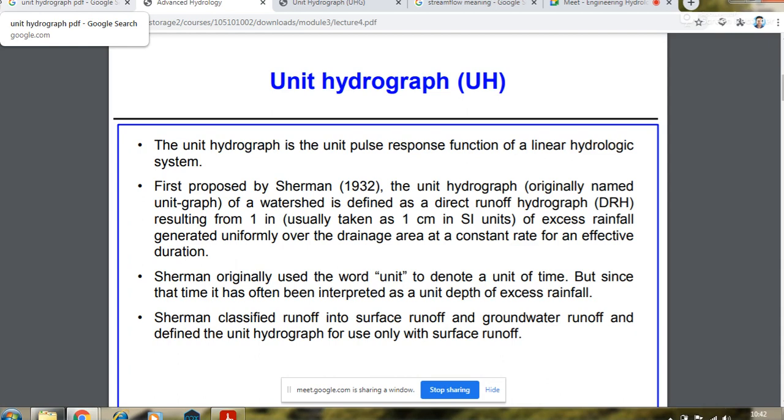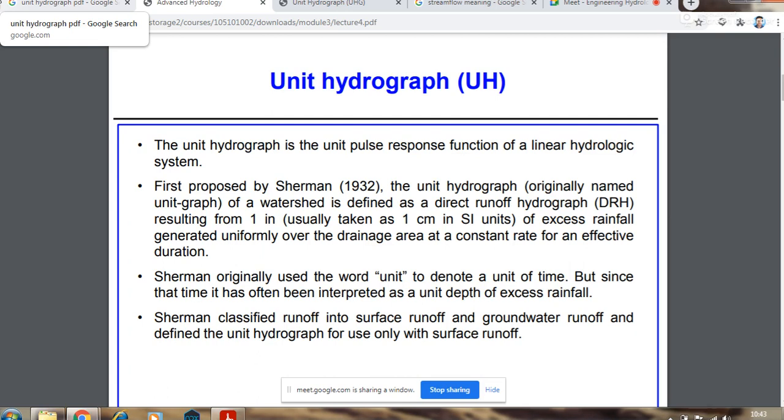In our Indian context, that value is taken as 1 centimeter. Okay, so you do not need to be worried about that, because whatever may be 1 inch is 1 centimeter in our system. Okay, not as per their value, but as per their significance, because we are talking about unit hydrograph. Unit means one. Okay, so that is what the unity term has been taken into account.